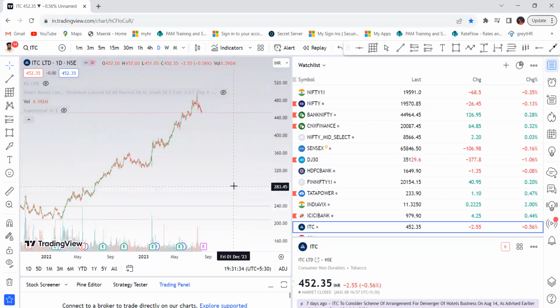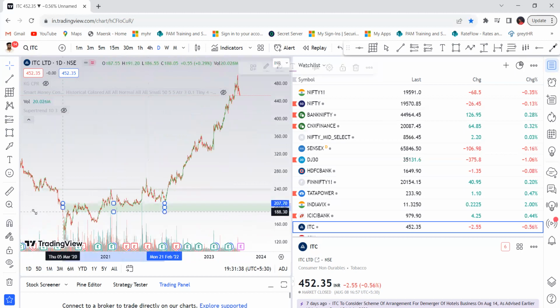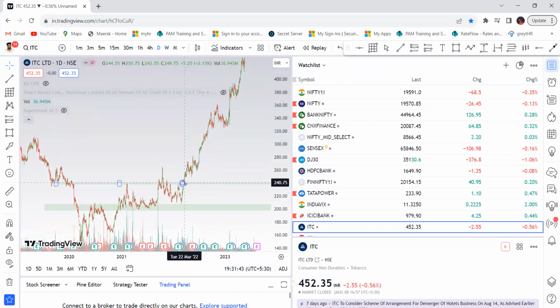But it was consolidating in a tight range for quite a number of years. That's the reason it has moved up. But as per this pattern rule, it will go up till here only. It might go up further, but this is the safest target till where it goes.